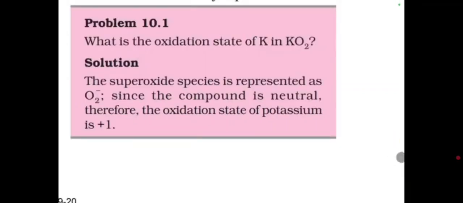Now next is given a question: what is the oxidation state of potassium in KO2? Its answer is: the superoxide species is represented as O2 negative. Since the compound is neutral, therefore, the oxidation state of potassium is +1.